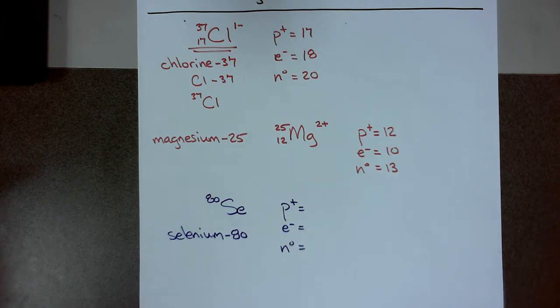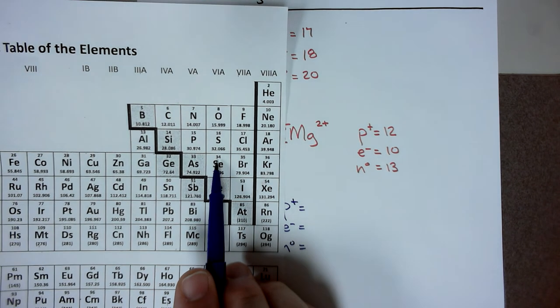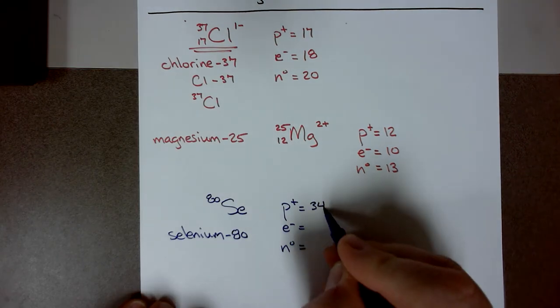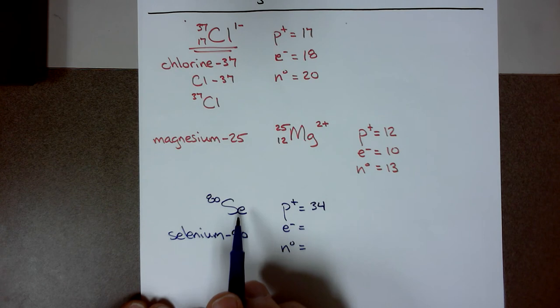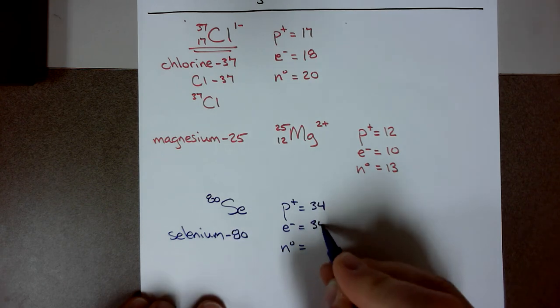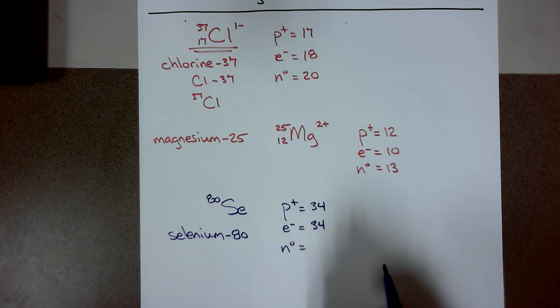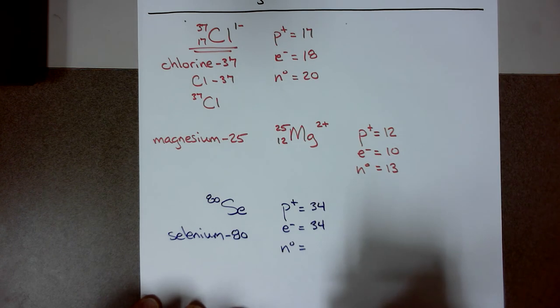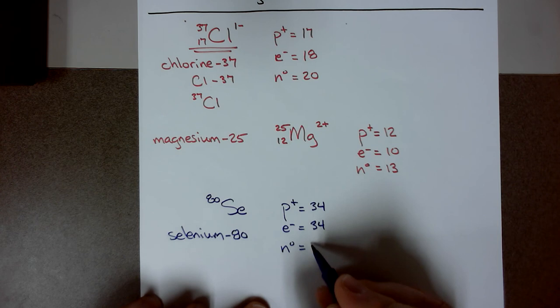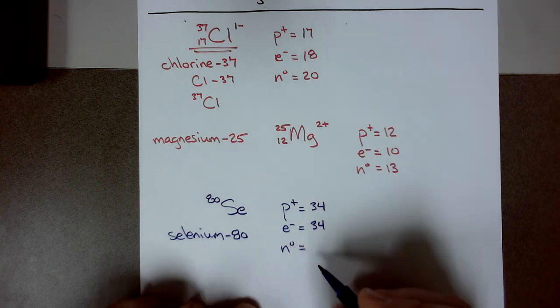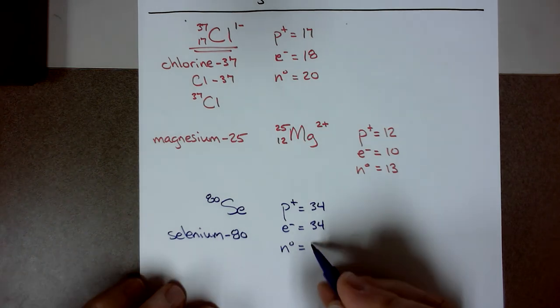And I would look on the periodic table for selenium to figure out the atomic number. So selenium is number 34. So selenium has 34 protons. Now there's no charge written here, and so that means it's got 34 electrons, and then we would say 80 minus 34 would be 46, correct? 80 minus 30 is 50, yes, 46. 46 neutrons.